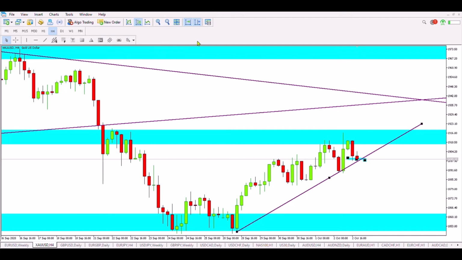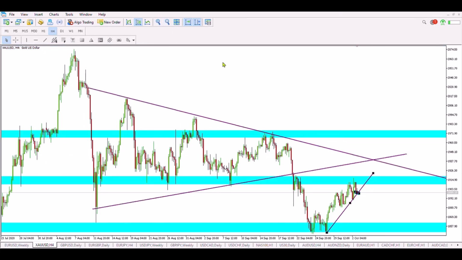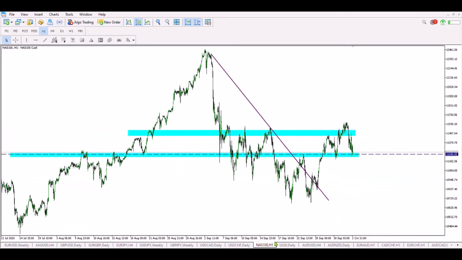Okay guys, this is all for the gold chart. Of course, if we break the resistance, we can head up to these trend lines or even higher to this previous resistance. Now let's move to Nasdaq and see what we have there.